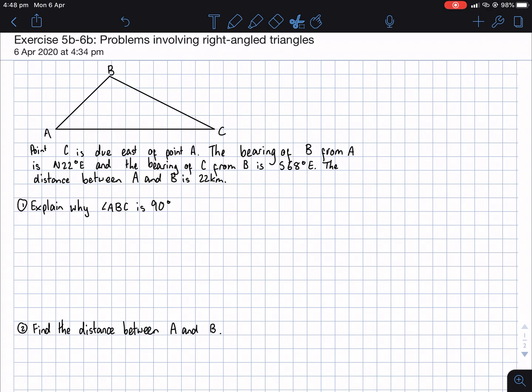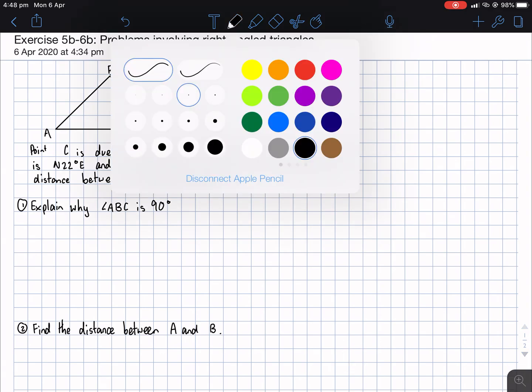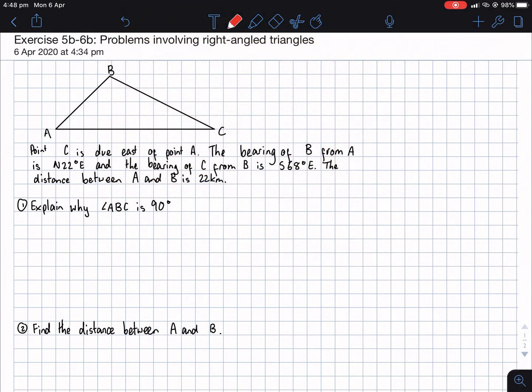This question is actually from the question bank for standard mathematics, but it's a good one for us to look at. So we've got point C due east of point A. The bearing of B from A is north 22 degrees east. Now, when they say north 22 degrees east, I'm going to copy this.